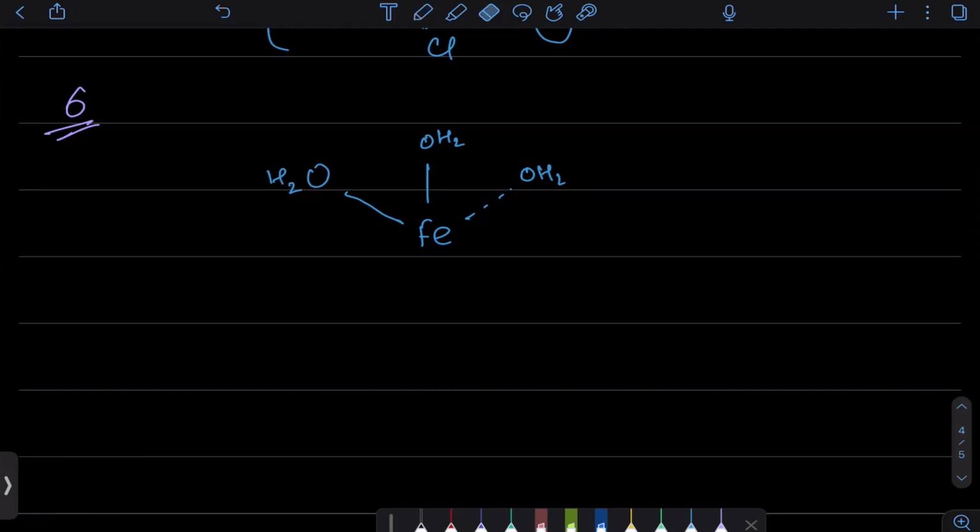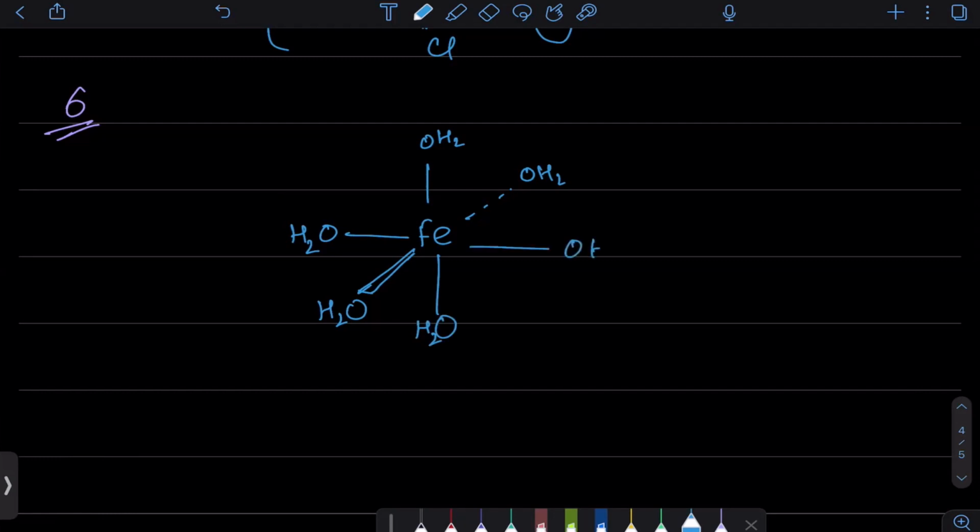In fact, let me just draw the three-dimensional structure for this. So H2O, wedge to show H2O. This is at the bottom, and this is at the front. So this is a positive 2 charge. Yeah. So this is an octahedral shape.